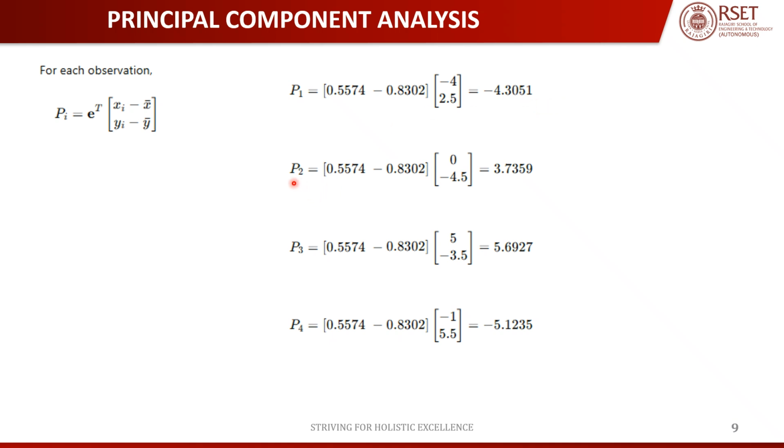Now to get P2, you will just do E transpose times x2 minus x bar and y2 minus y bar. So you have this value, and in such a way, for each of the 4 entries, you will be getting P1, P2, P3 and P4. So these are your projections on the eigenvector. This is called principal component analysis.